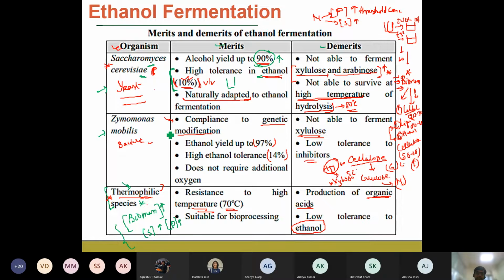Saccharomyces cerevisiae has a high yield, up to 90%. But in the case of using the bacteria, the ethanol yield is 97%.